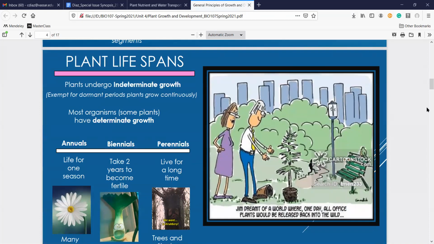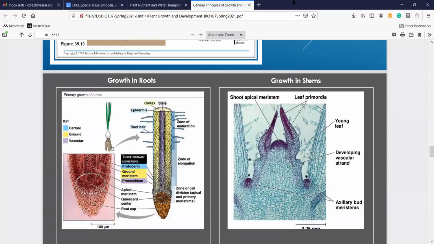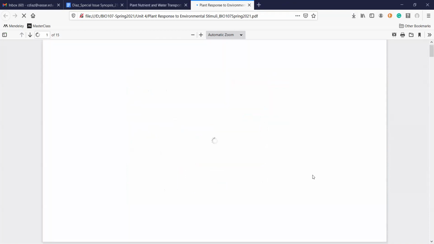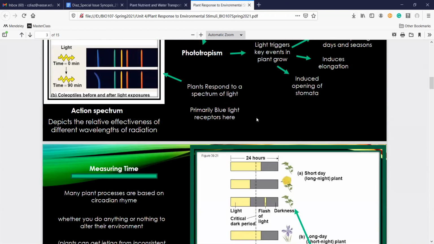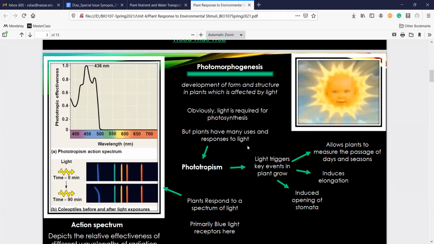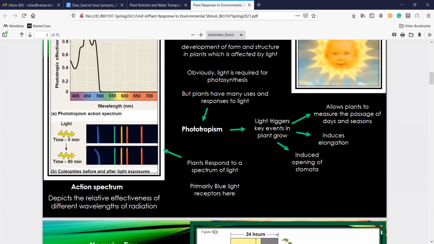Oh wait, no. This is not the right PowerPoint, right? No. One second. Where is it? Okay. You can see this, right? It's pulled up. I'm sharing the right screen. Yeah. Okay, sweet.